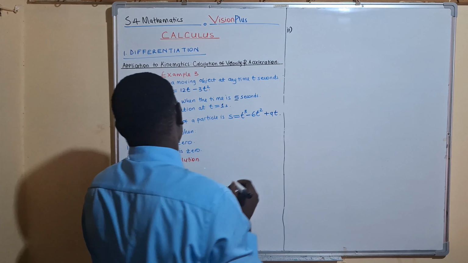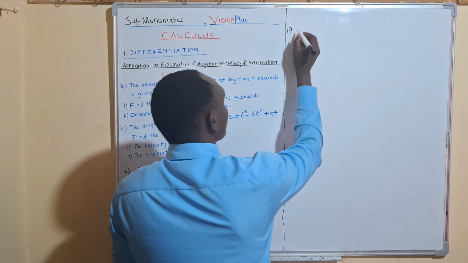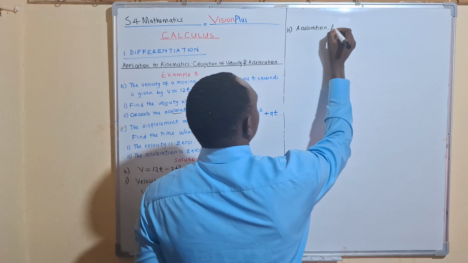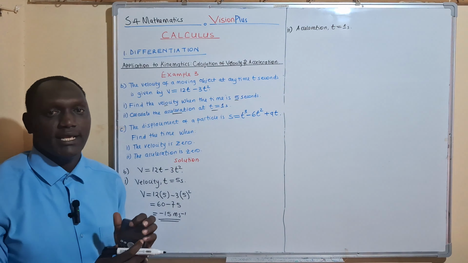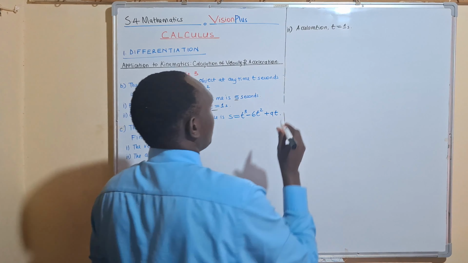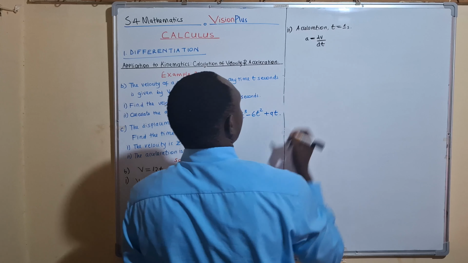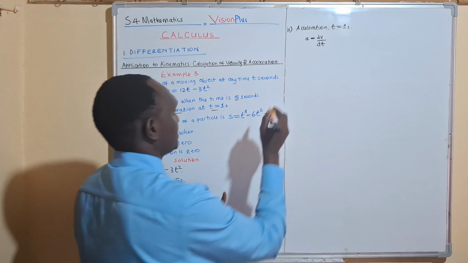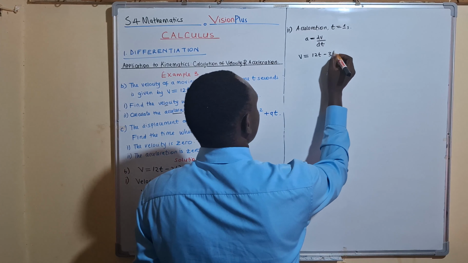Roman 2 says calculate the acceleration when the time is 1 second. So we are looking for acceleration when the time is 1 second. What can we do here? We need the expression for the acceleration at any time t. What is acceleration? Acceleration a is the rate of change of velocity, that is dv/dt. Here you have the expression for velocity, v as 12t minus 3t squared.